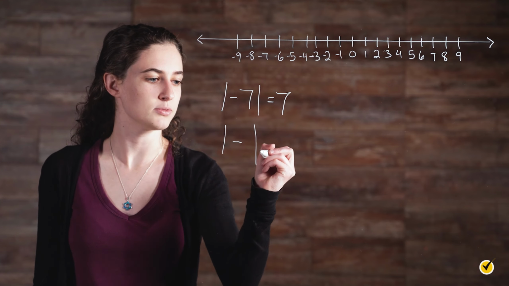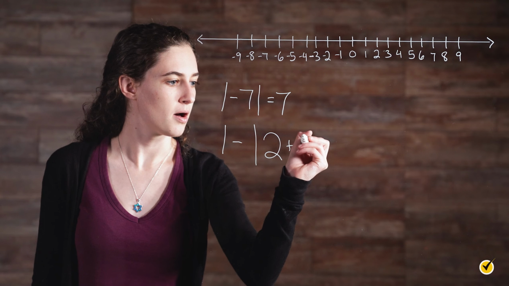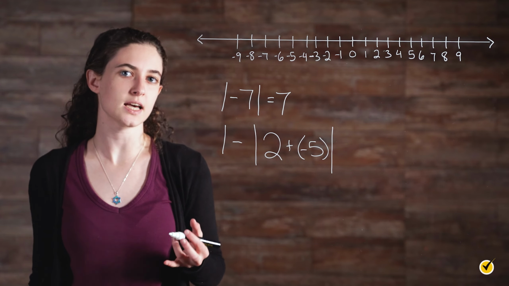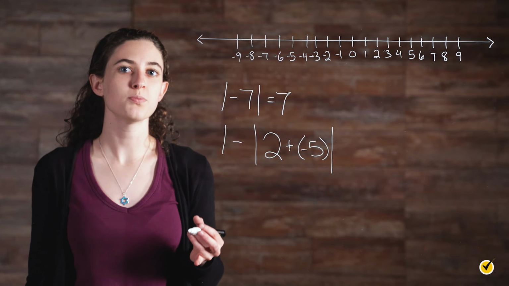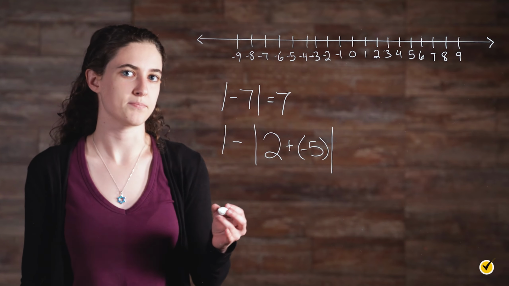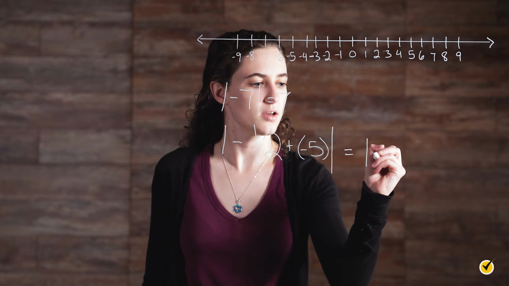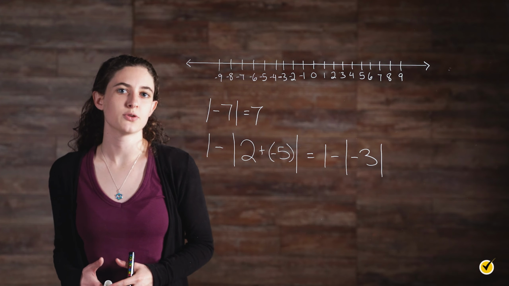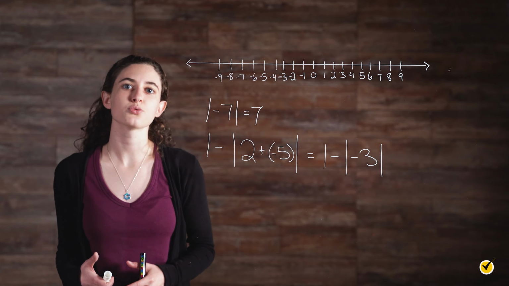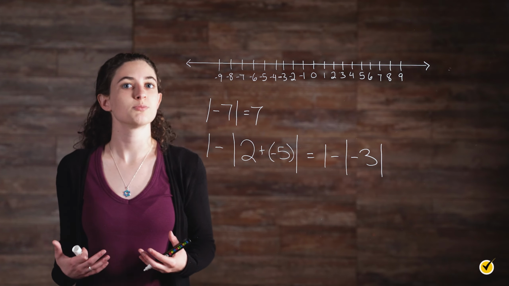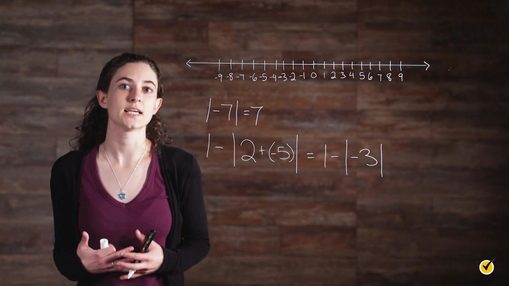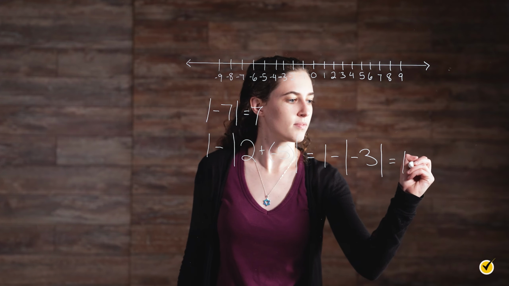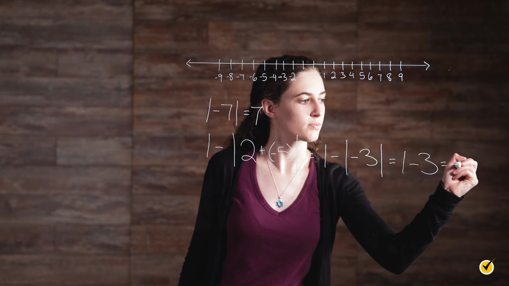1 minus the absolute value of 2 plus -5. We evaluate what's inside the brackets first. So 2 plus -5 equals -3, which gives us 1 minus the absolute value of -3. Using our number line, we can see that -3 is 3 units away from 0, which means that the absolute value of negative 3 is 3. This gives us 1 minus 3, which equals negative 2.